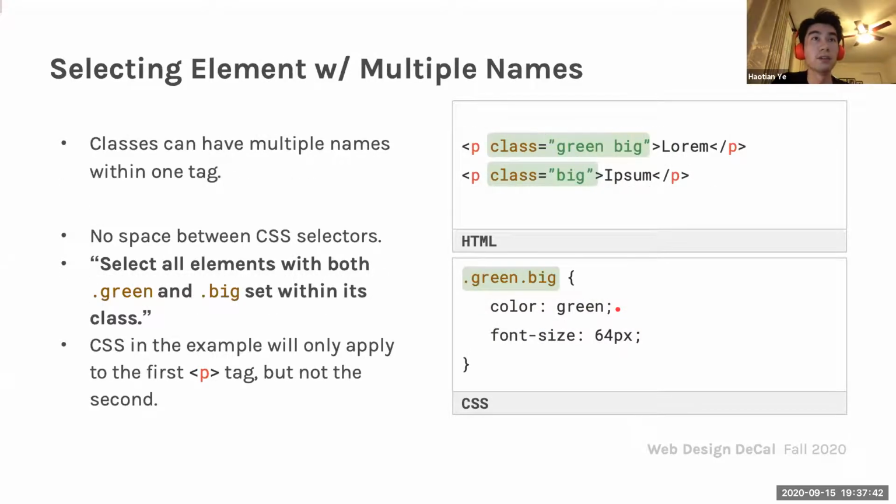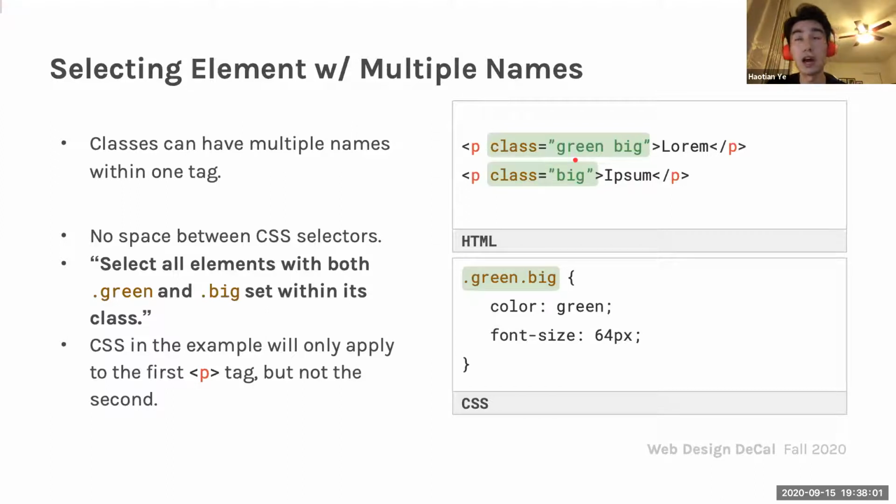And then for selecting elements with multiple names, this is a unique feature of classes, because classes can have multiple names within one tag, which is interesting. So take a look at this p tag here. It has both the name green and big, and then the second p tag is just named big.